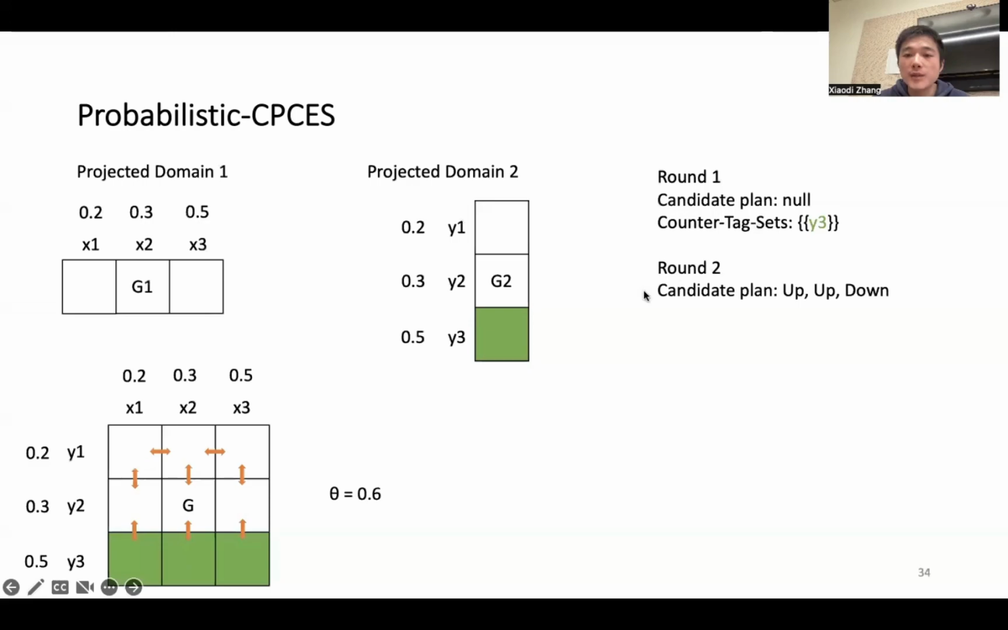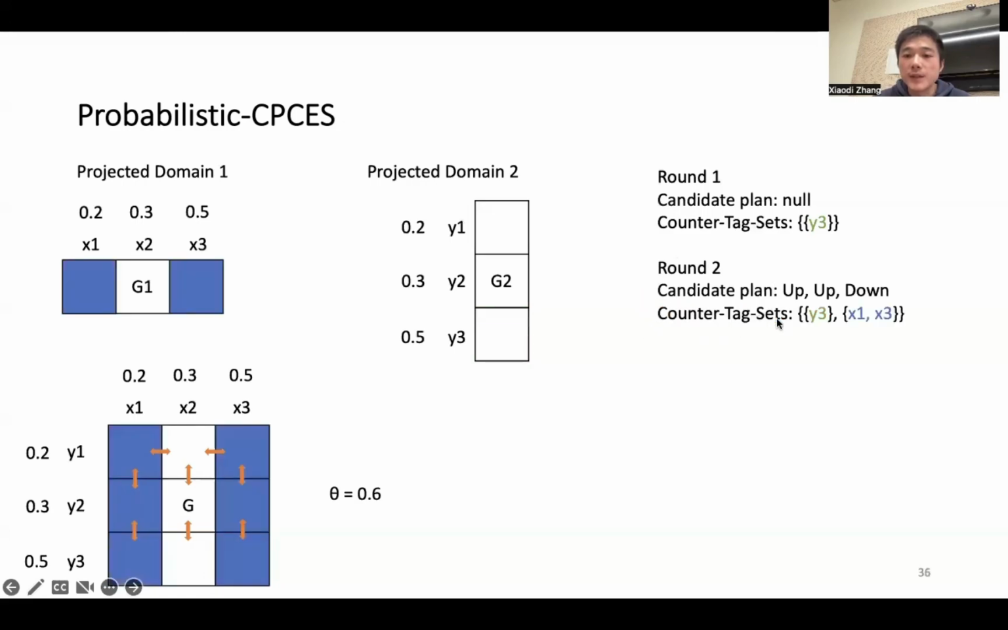In the second round, we update the candidate plan. If the robot stands at y3, after doing the new candidate plan, the robot finally moves to y2, which is the goal state in projected domain 2. So the new candidate plan satisfies y3. Based on the new candidate plan, we can find 2 counter tags, which are x1 and x3. The reason is that if the robot initially stands at x1, after doing up, up, and down, the robot still stands at x1. But in projected domain 1, x2 is the goal state. So x1 is a counter tag. x3 is also a counter tag.